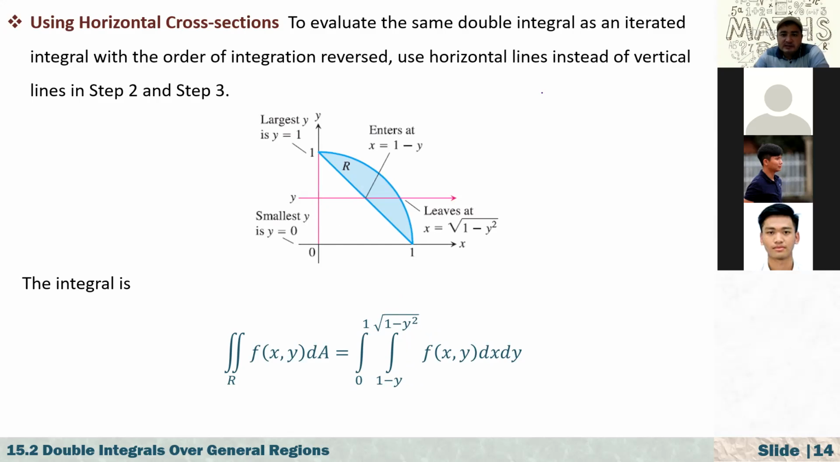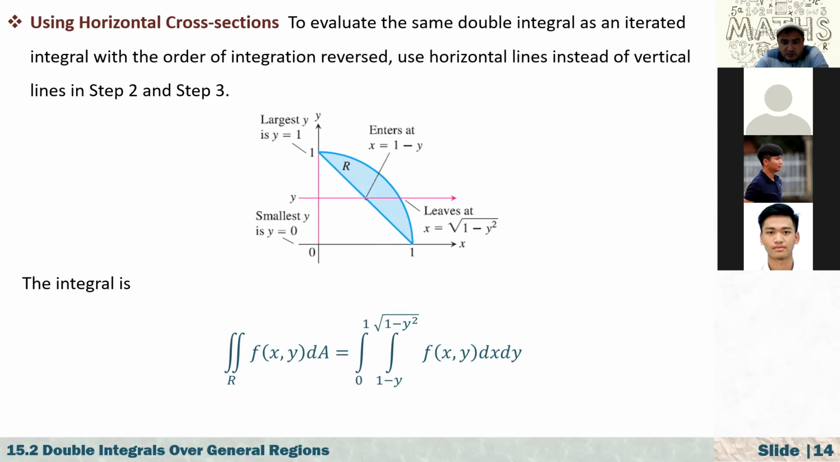Okay, to evaluate the same double integral as an iterated integral with the order of integration reversed, use horizontal lines instead of vertical lines in step 2 and step 3. That means that now first we are going to integrate with respect to x, right? So we have to draw a line that is parallel to the x-axis, and again, just mark where it enters the region and where it exits the region.